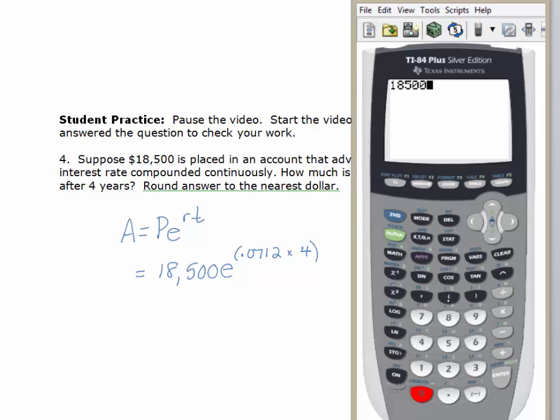Okay. Type that in our calculator. 18,500. I'm going to use the e to the x button. Open parentheses 0.0712 times 4. Close them. Hit enter. And we get, if we're rounding to the nearest dollar, $24,596.